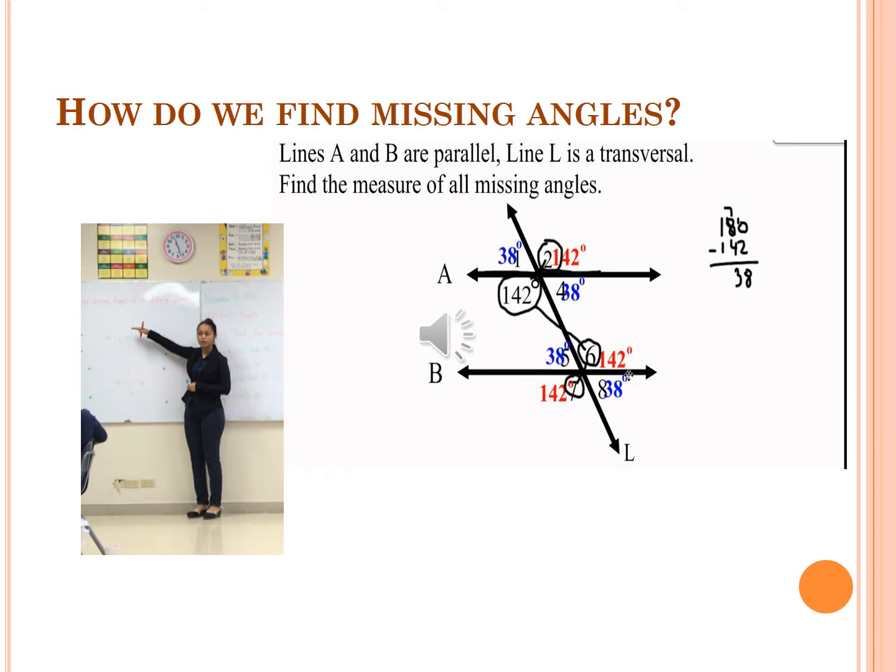How do we find a missing angle? As we know, line A is a straight line, so there we're going to find a 180 degree angle, so that's a straight angle. If we already know the measure of a straight angle, which is 180 degrees, and we have the measure of one of the angles, we can subtract 180 degrees minus 142 degrees, because that's the angle we have, to find the missing angle. Once we subtract it, we know that the missing angle is equal to 38 degrees.